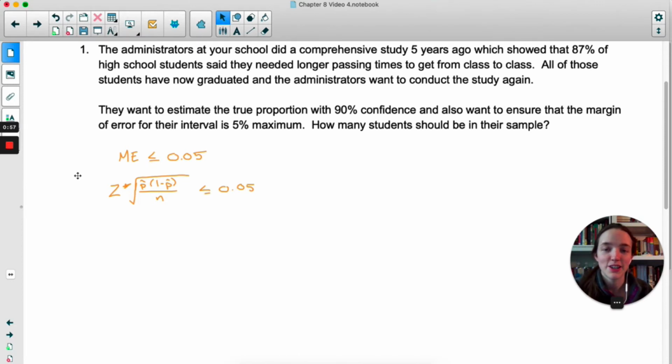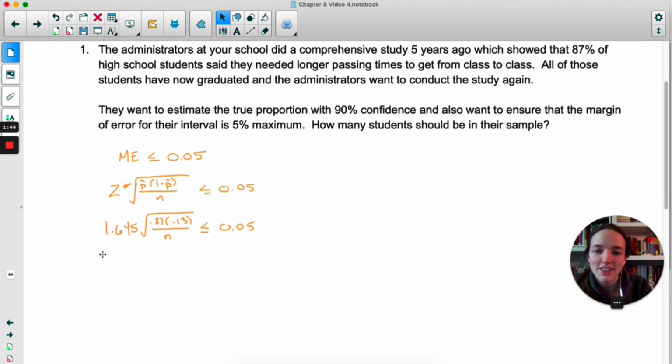Now, in this scenario, the administrators have an idea of what p used to be. The last time they did this study, they got a p hat of 0.87. So what we're going to do is set all of this up, and we're going to use 0.87 as p hat because that's like the best estimate that we have. We haven't done the study yet, so we don't know what p hat is. We're just going to use this estimate. Of course, we'll use 1.645 for z star. We can use inverse norm to figure that out. We don't know what n is. That's the point of this problem, is to estimate what our n should be.